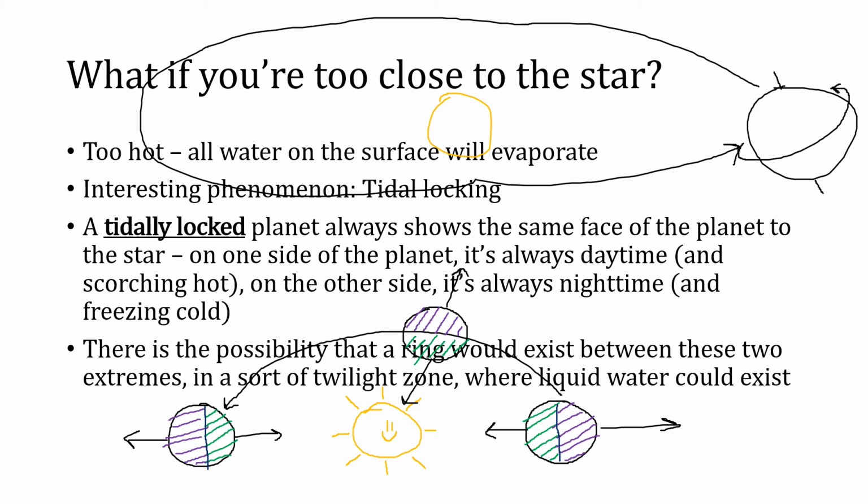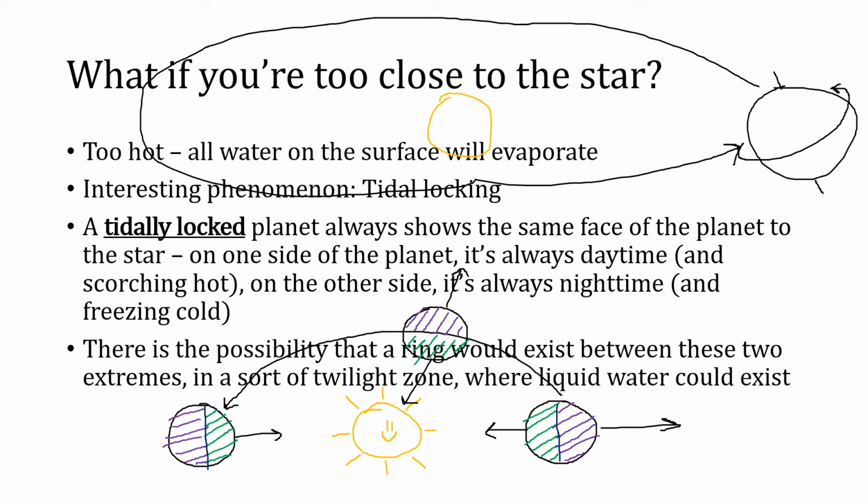And so that's another possibility if you're too close to the star and your planet gets tidally locked. Now, that being said, I'm going to have to unfortunately erase this diagram. Well, I'll read the last bullet point out without erasing, and then I'll erase it so you can read it more clearly. There is the possibility that a ring would exist between these two extremes, the really hot side and the really cold side, in a sort of twilight zone where liquid water could exist. So here's how I'm going to explain that.